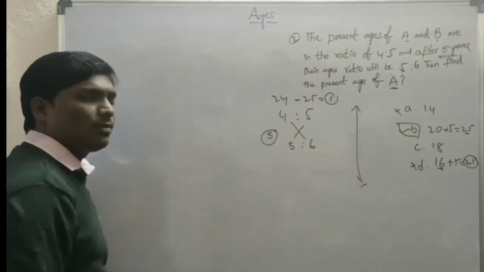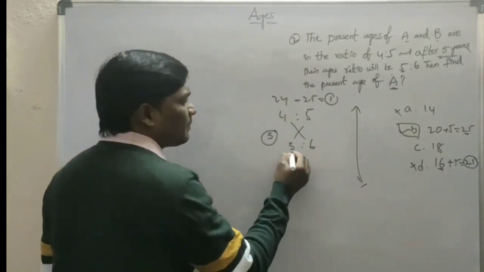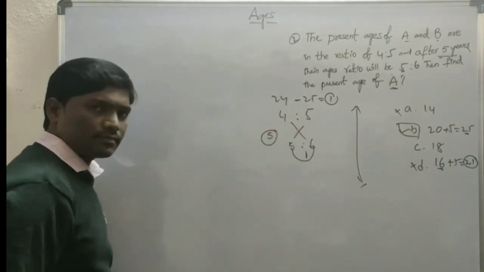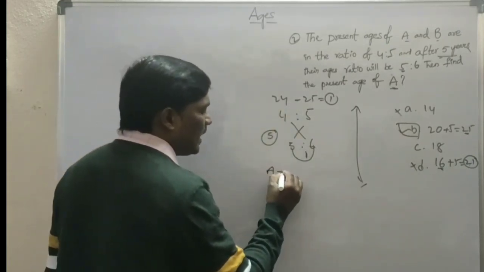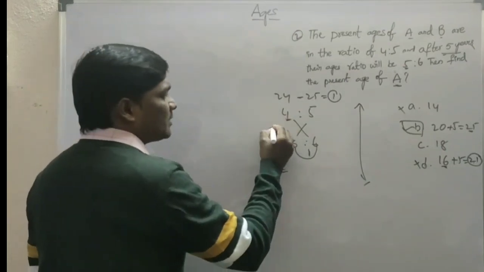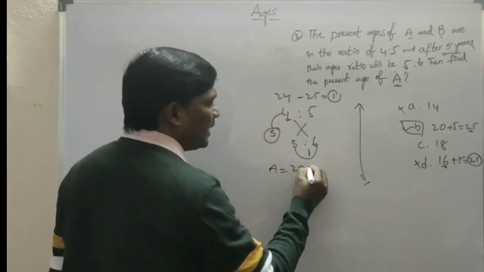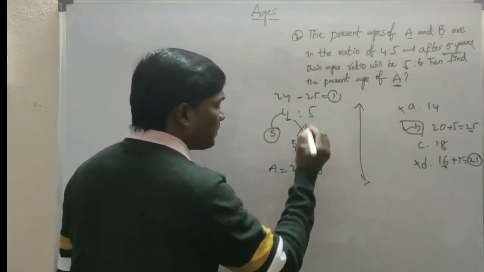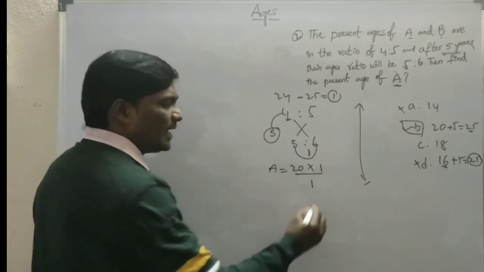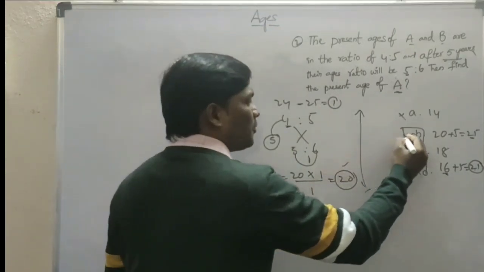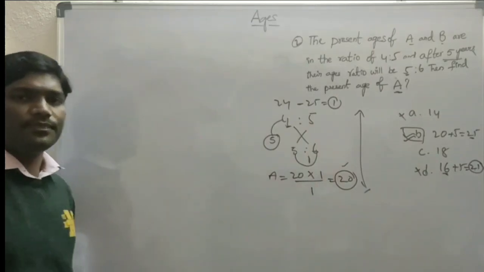Difference is how much? 1. And second step, check the difference. So 5, 6 difference is how much? 1. Find out the A age. A is how many parts? 4 parts. So 5 4s are 20, into second step difference is how much? 1, by first step difference is how much? 1. Then is equal to, A age is how much? 20 years. Then option B is the right answer.